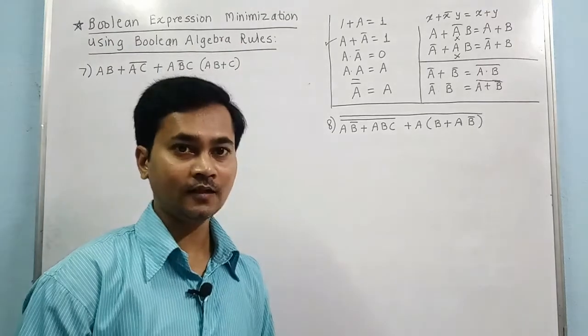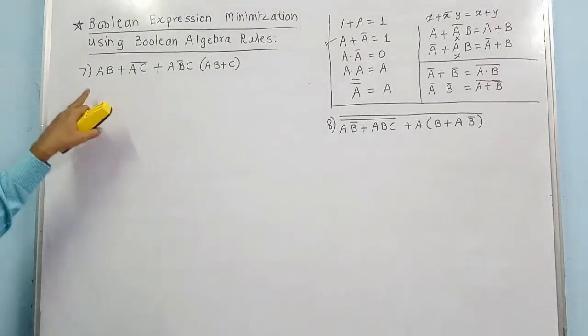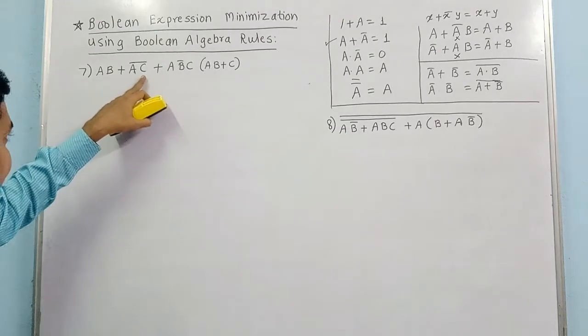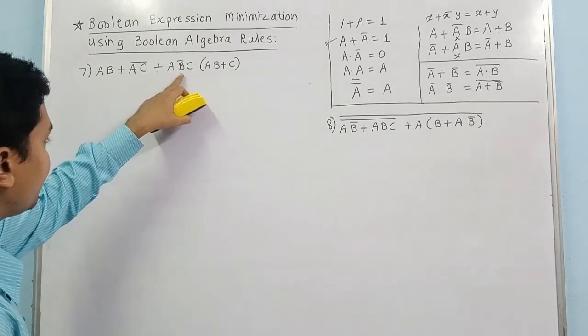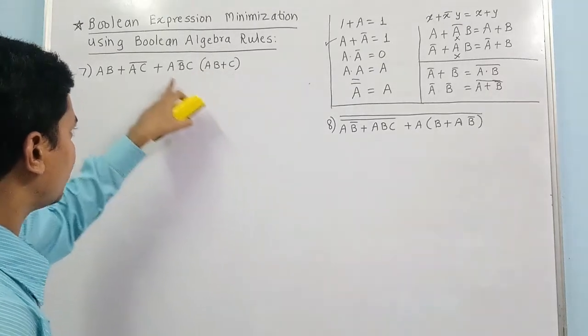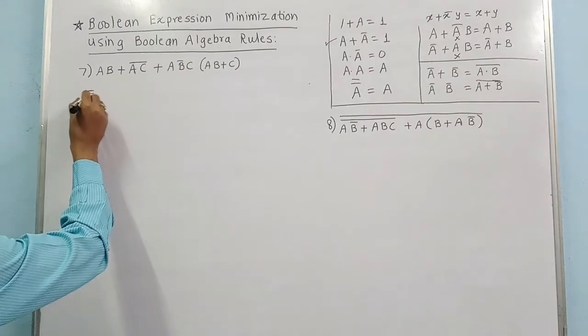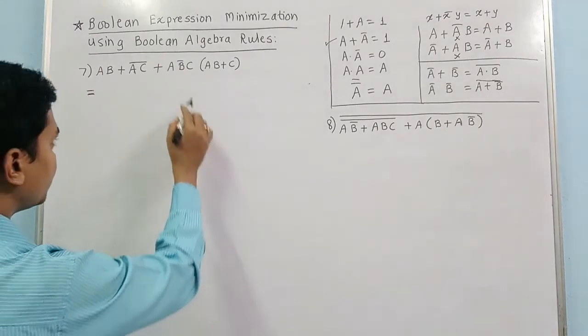Okay, now let us see somewhat complex examples. The expression given is ab plus ac bar plus a into b bar into c into bracket ab plus c. Okay, so first we will solve this example. So here, how can we reduce? So first we will solve the third term.